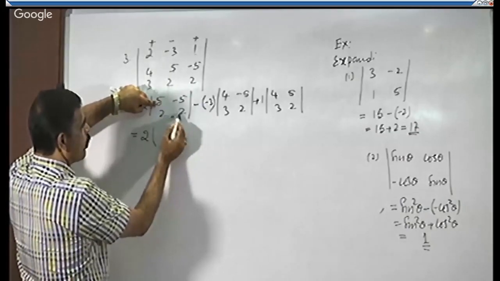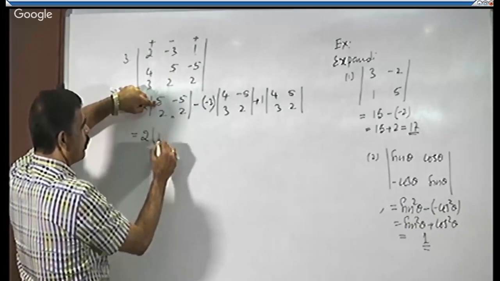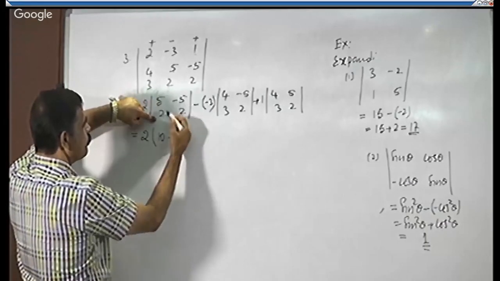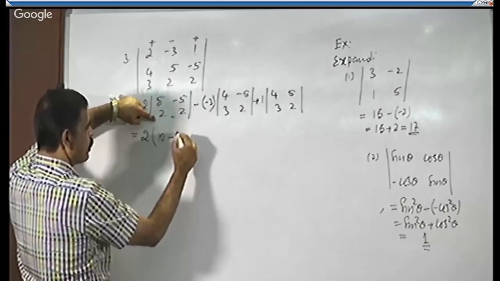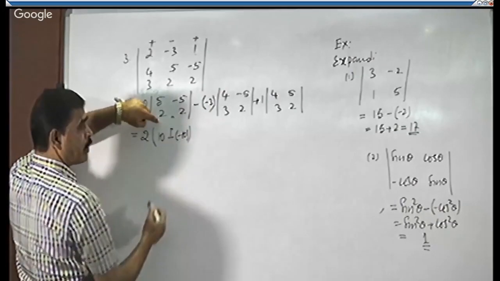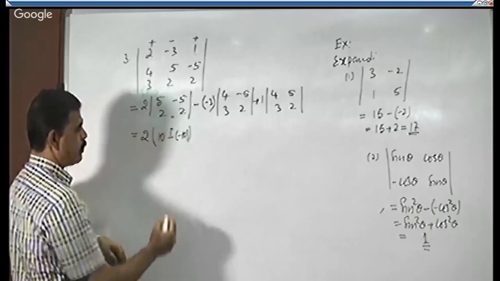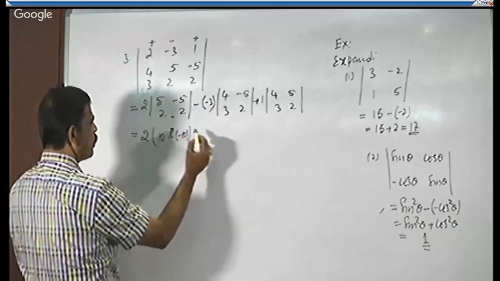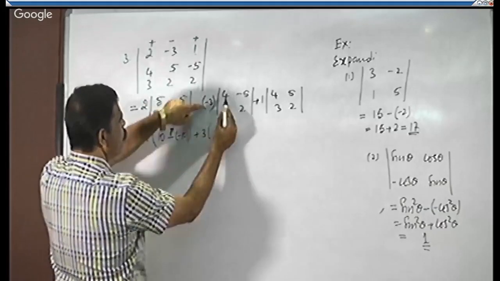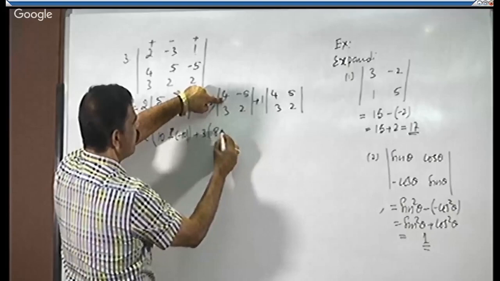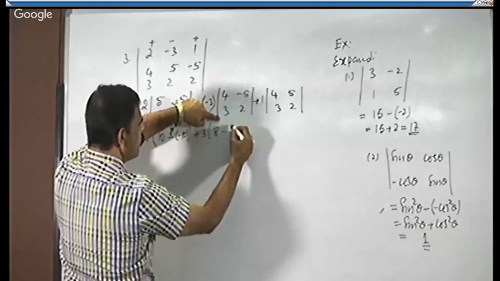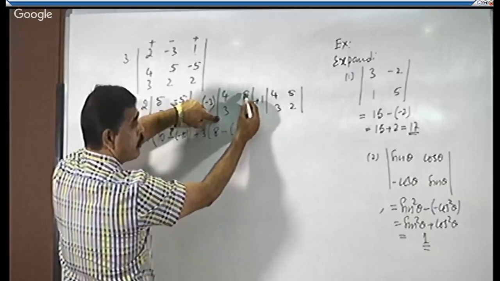It is the product of these two elements minus the product of these two elements. The product of these two is what? 2 into minus 5, minus 10. You take it separately. I mentioned that it is a formula minus, right? Formula minus. Minus of minus plus 3 into 4 into 2 is 8. Put formula minus, then multiply these two. You are getting 3 into minus 5 is minus 15.